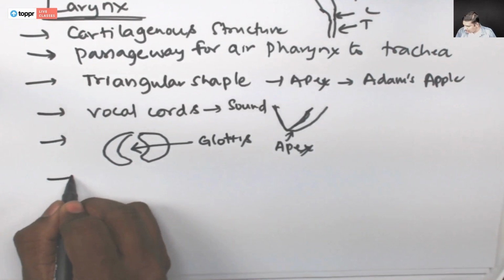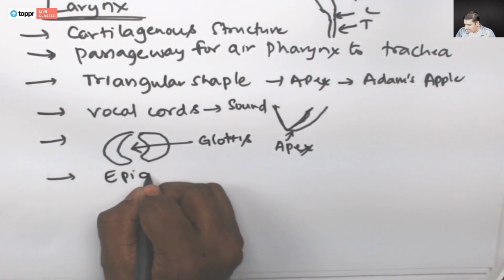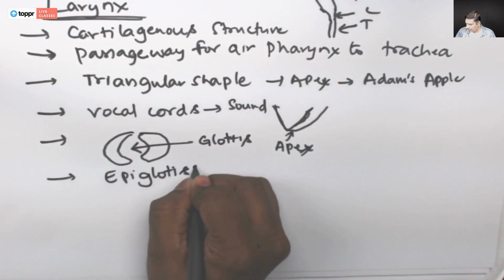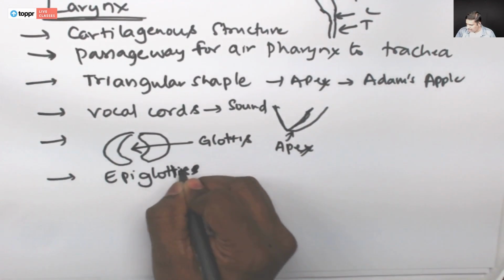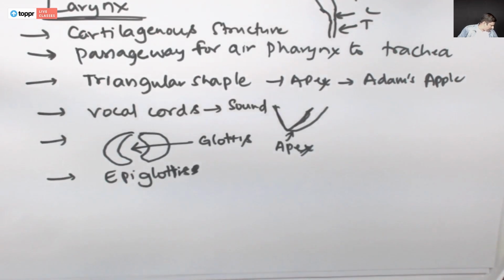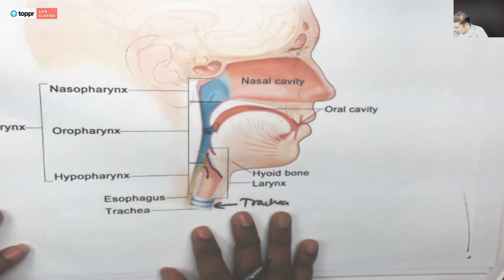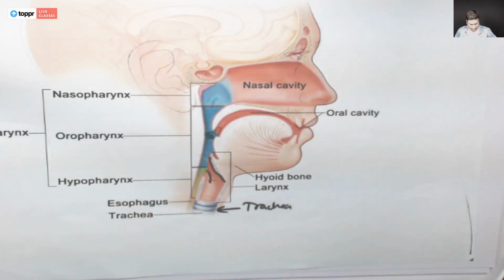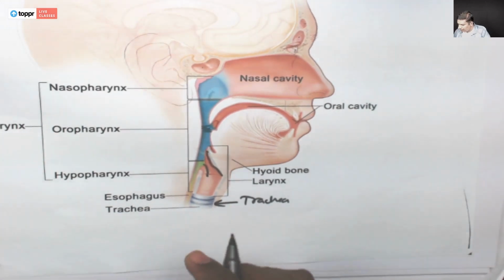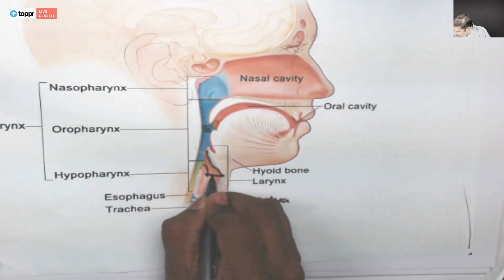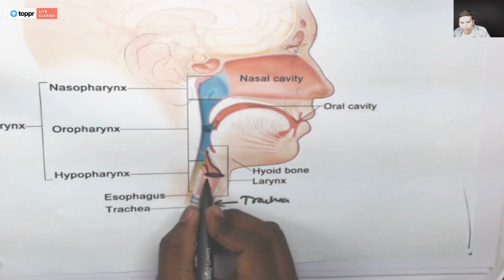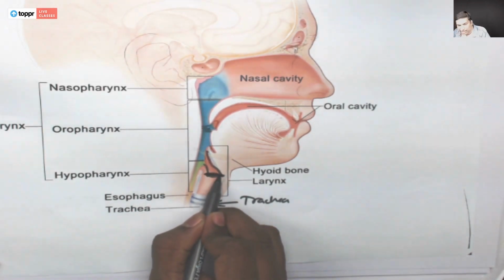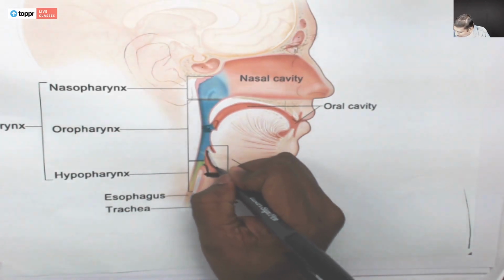on top of the glottis, you will see the epiglottis. On top of this, you will see the epiglottis. So you see here, this is the opening, the glottis region. You have the glottis here. You have an opening here. This is the glottis, and this flap.